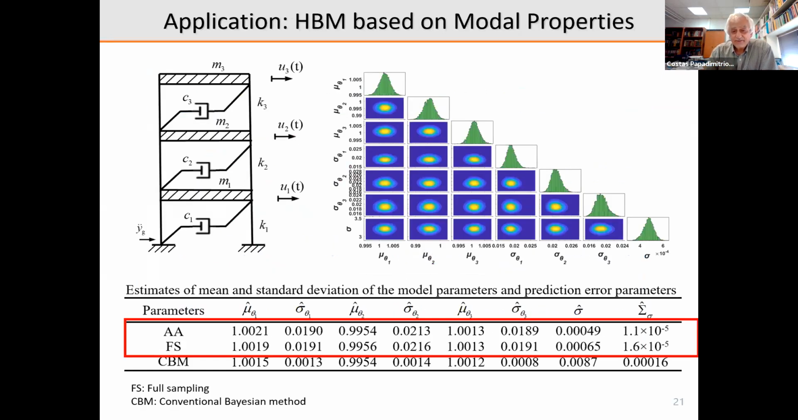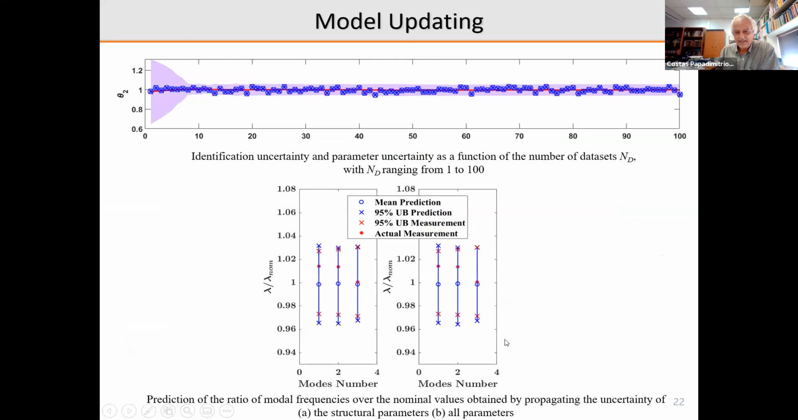We have repeated this with modal properties instead of time histories. Now the parameters are only the 3 stiffnesses. And here is the case where the number of data is small. We have 9 data, modal frequencies and mode shapes for this structure. However, we compare the asymptotic approximation of the values of the hyperparameters with the full sampling, and we get very good results, even for this small number of data. If you compare this with the classical Bayesian framework, the uncertainty values are extremely small compared to what you get with the hierarchical one.